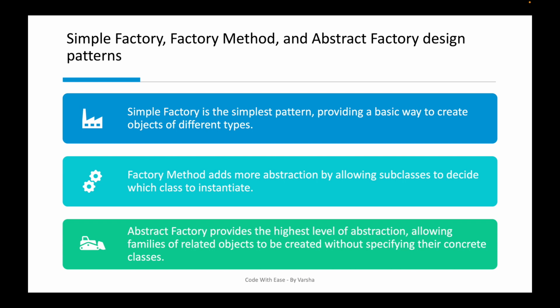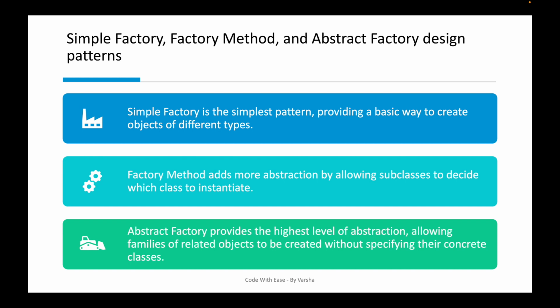If I have to use factory method, then what I have to do is add a layer of abstraction. In Java, we achieve abstraction using abstract classes and interfaces. So we'll try to create an interface. We'll see the code just now, how we are doing it. So in factory method, we're trying to add more abstraction by allowing the subclasses to decide which class to instantiate.